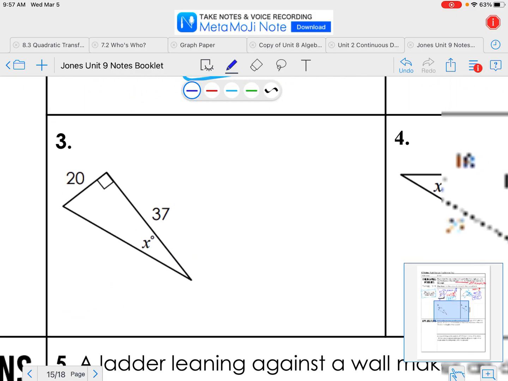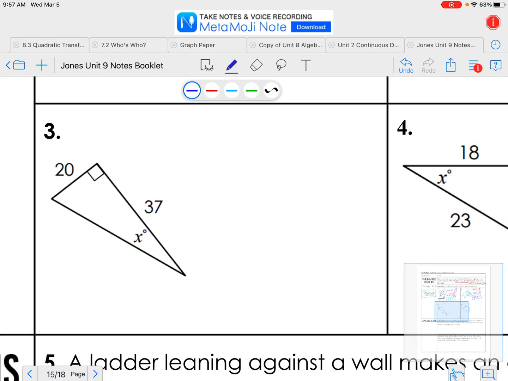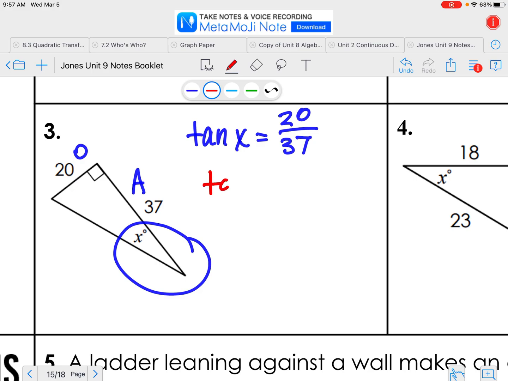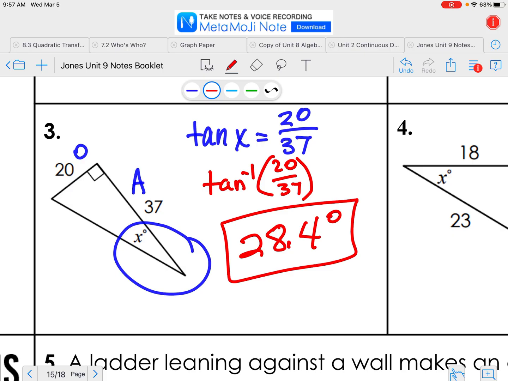I just needed to learn to use the inverse sine button, an inverse trig function, on my calculator. This one has opposite and adjacent, so that would be tangent. So the tangent of x is opposite over adjacent. So inverse tangent of 20 over 37. You put that in your calculator and you get 28.4 degrees.